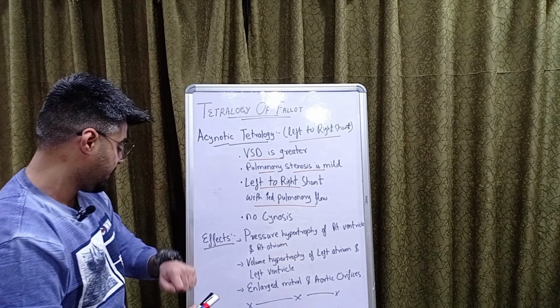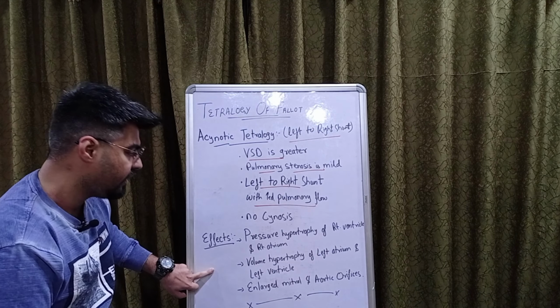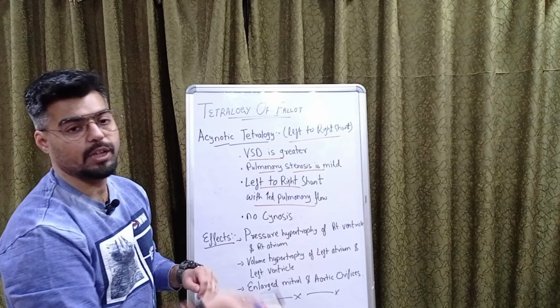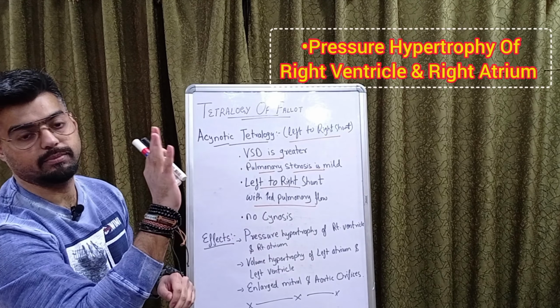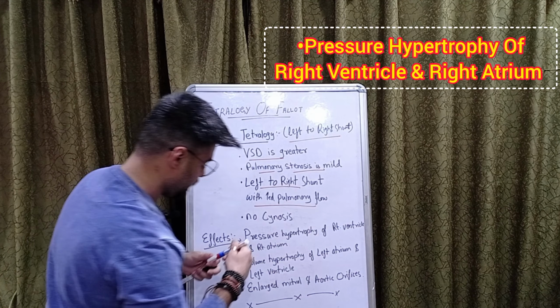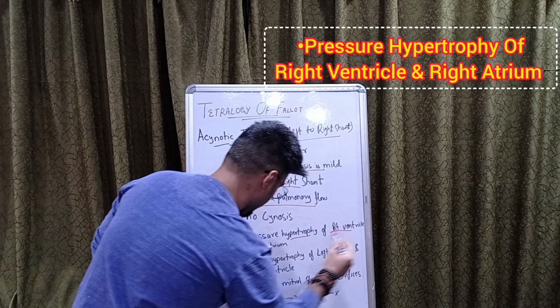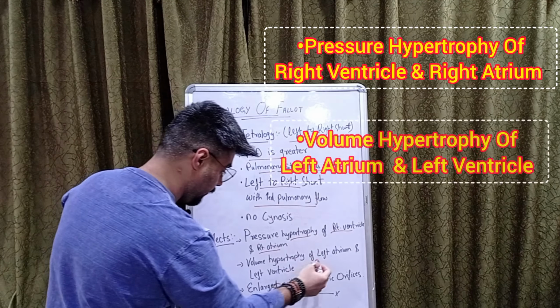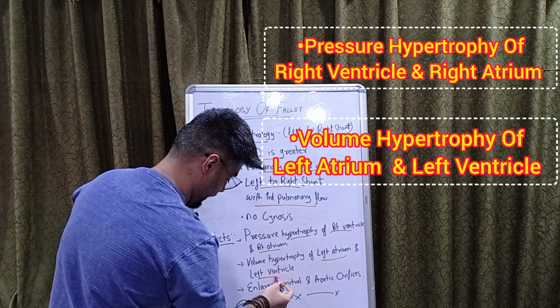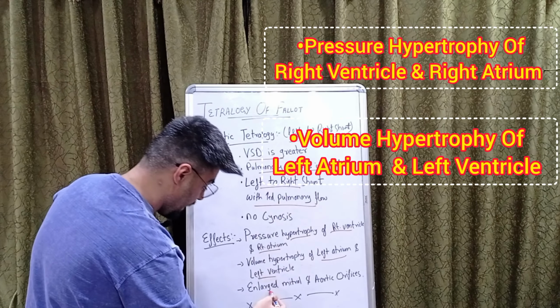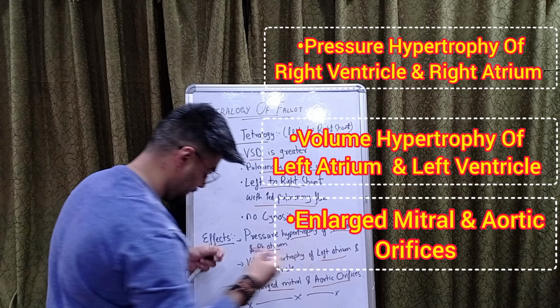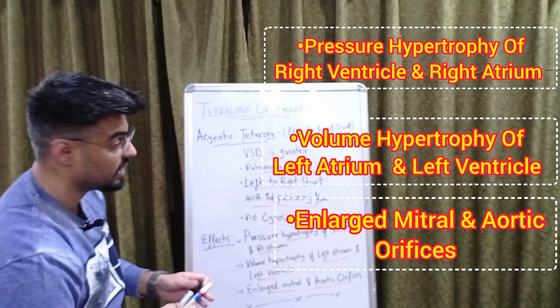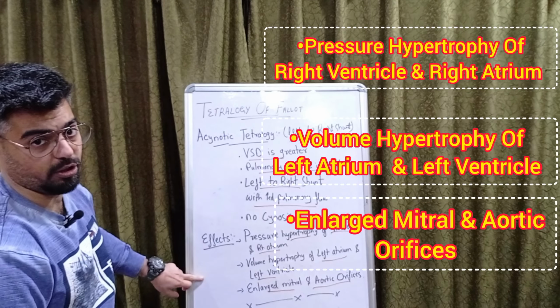Now, coming to the effects. So guys, effects. The first effect that you will see, same thing, pressure hypertrophy of right ventricle and right atrium. Next, you will find in it volume hypertrophy of left atrium and left ventricle. That will lead to enlarged mitral and aortic orifice. These are the only three effects that will occur in acyanotic tetralogy.